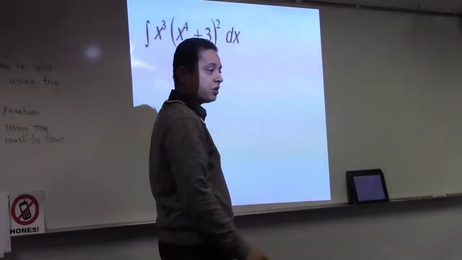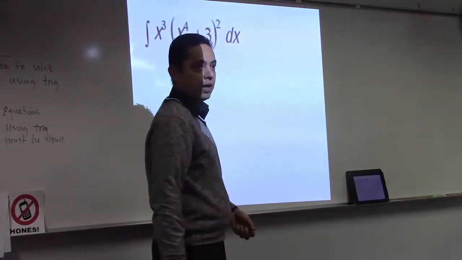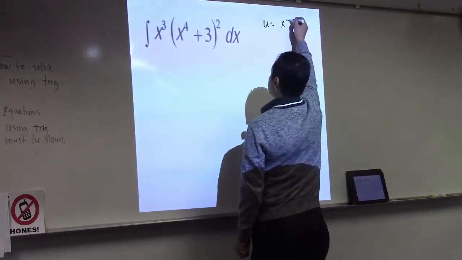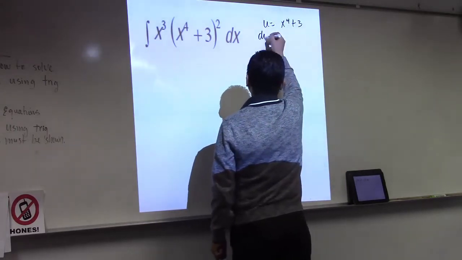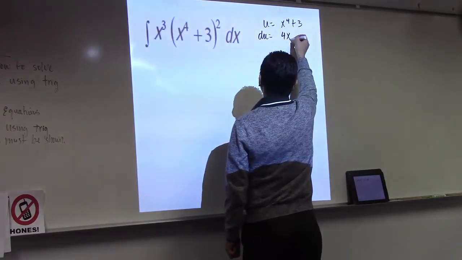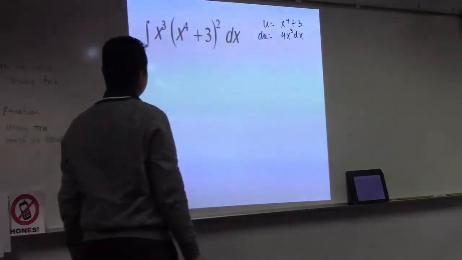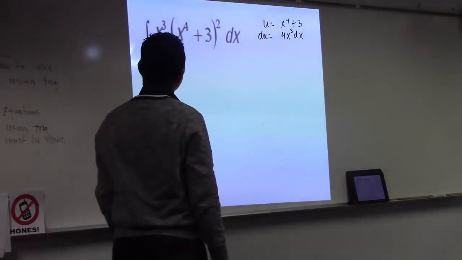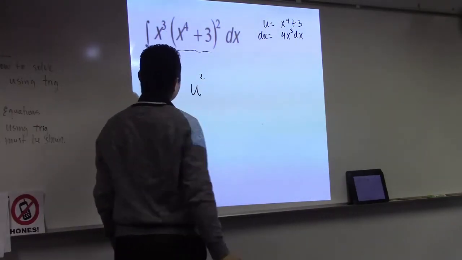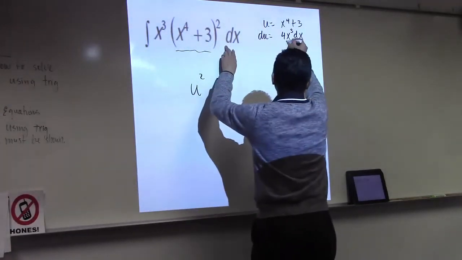Let's try that. What did you choose as your u? The inside, because it's going to spit out some x cubed. All right, so let u equal x to the 4th plus 3, du equals 4x cubed dx. All right, let's see if we can start replacing. This is going to be a u, so that's a u squared. I need to replace the x cubed and the dx, and that's only here.